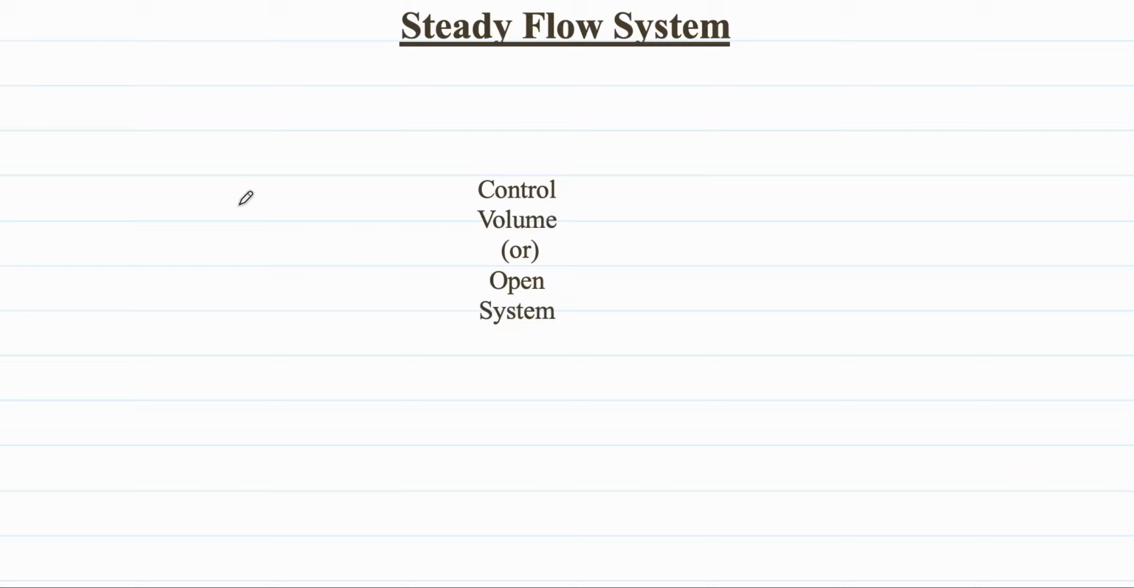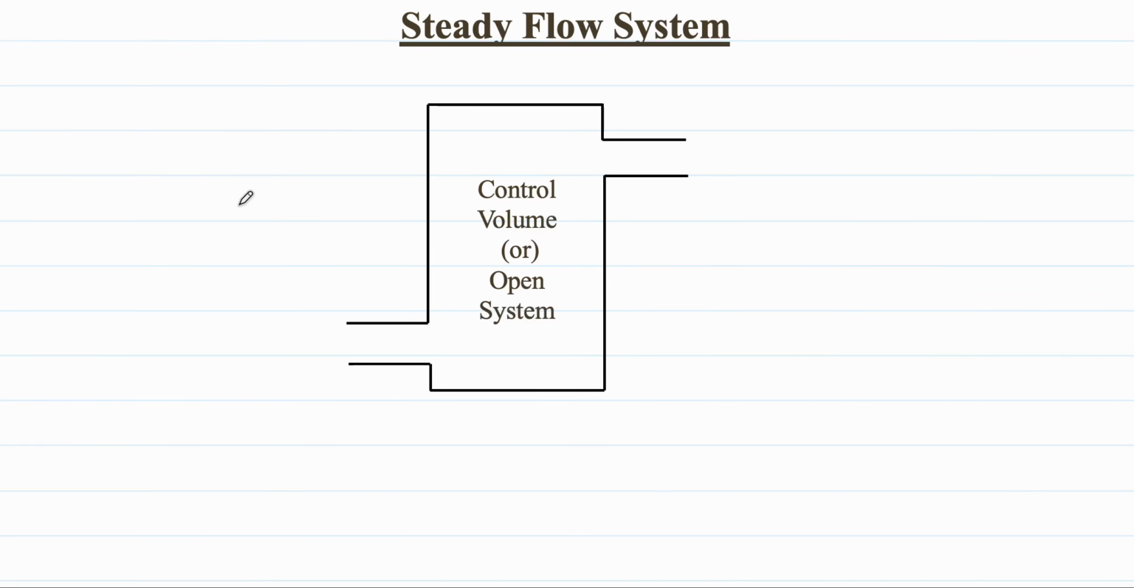So if we take a control volume or an open system, it can be treated as a flow system. As we see in the figure here, mass enters the system and mass leaves the system, and this mass flow rate, or rate of flow of working fluid, is constant with respect to time. So mass of fluid enters and leaves the system after doing work.